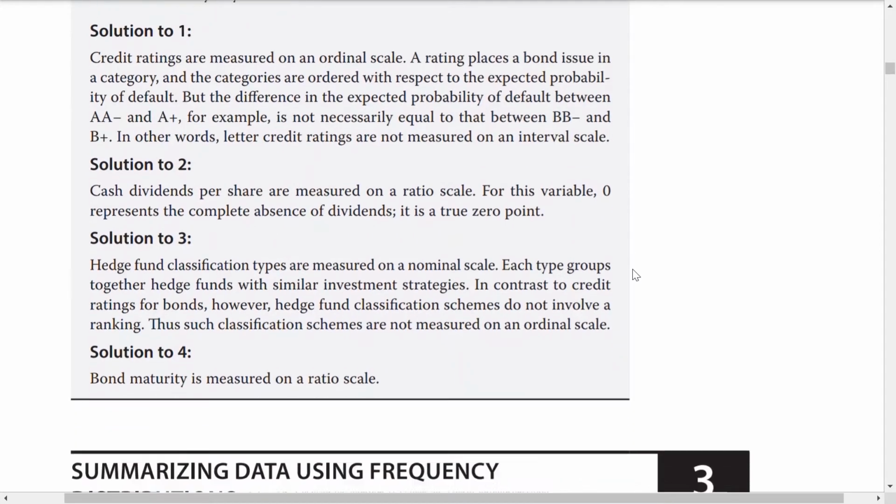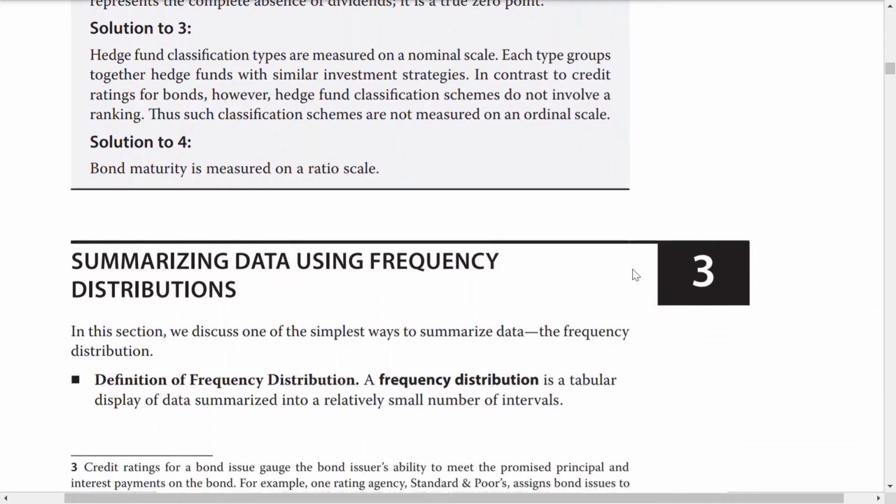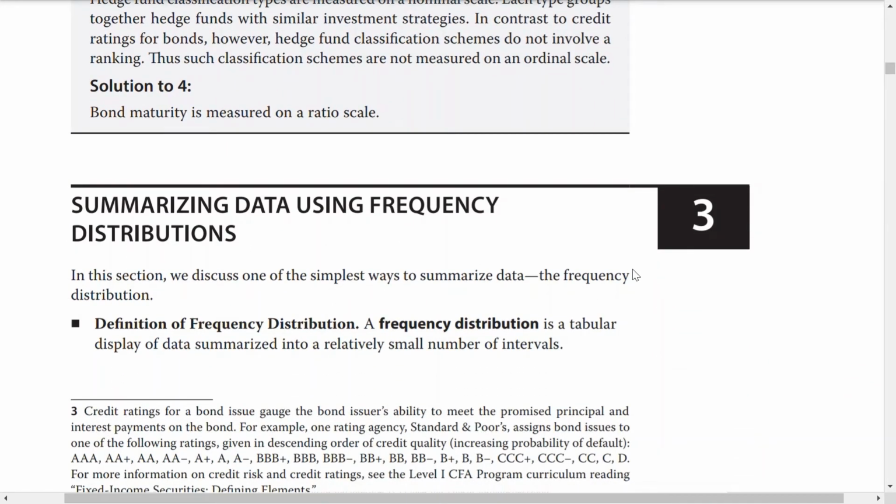Number 4, bond maturity in years. Bond maturity is measured on a ratio scale.